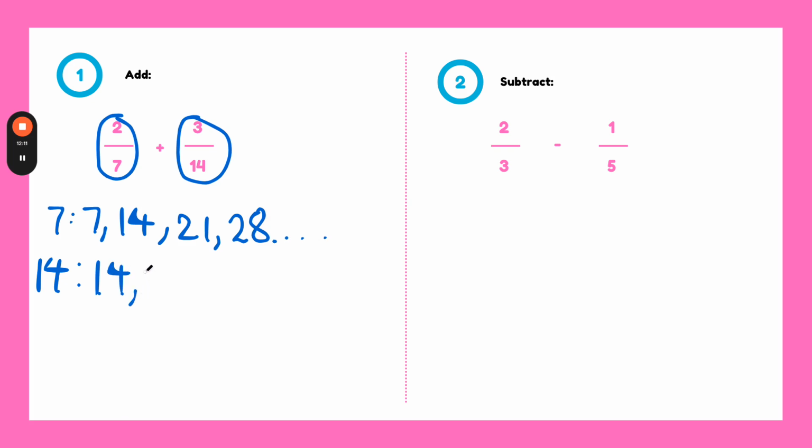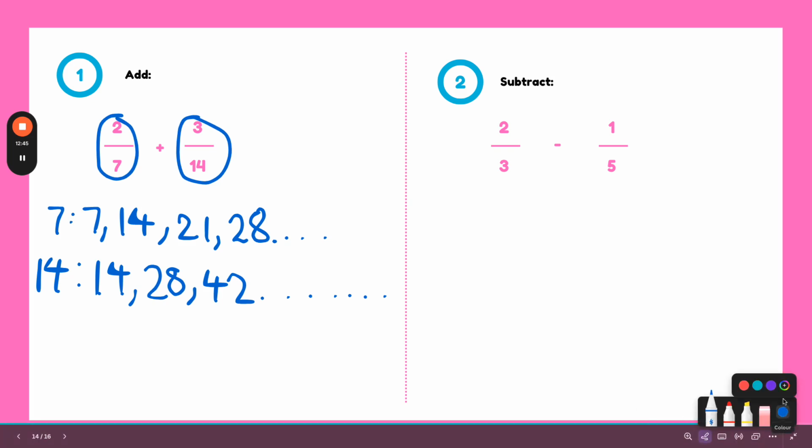So what I'm doing here is I'm listing out the multiples of both 7 and 14, so you can see what exactly we're doing here. So 7 goes 7, 14, 21, 28, and then 14 goes 14, 1 times 14, 2 times 14, 28, 3 times 14, 42. So obviously these are our first few multiples of both 7 and 14.